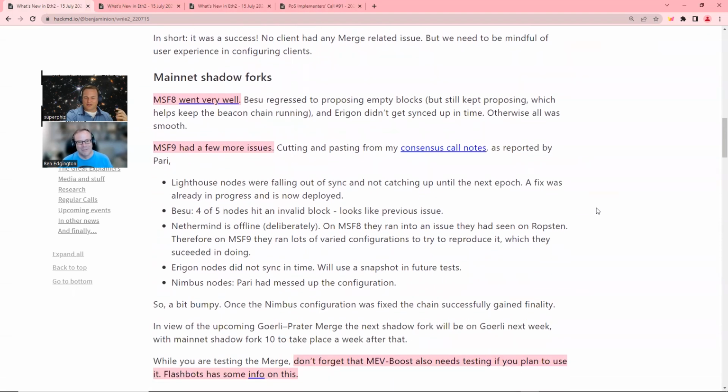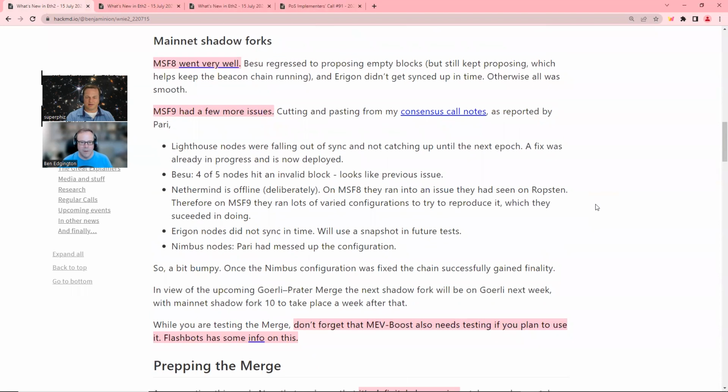Let's see. Mainnet Shadowforks. Now those have been having some hiccups. So they've been chugging along in the background. Shadowfork 8 went very well, so nothing to report there. Shadowfork 9 had a bunch of issues that Parry recounted on the consensus call. Just a bunch of things coming together, which are being fixed, and once they're fixed, the network recovered. I don't know what to say about that, really.